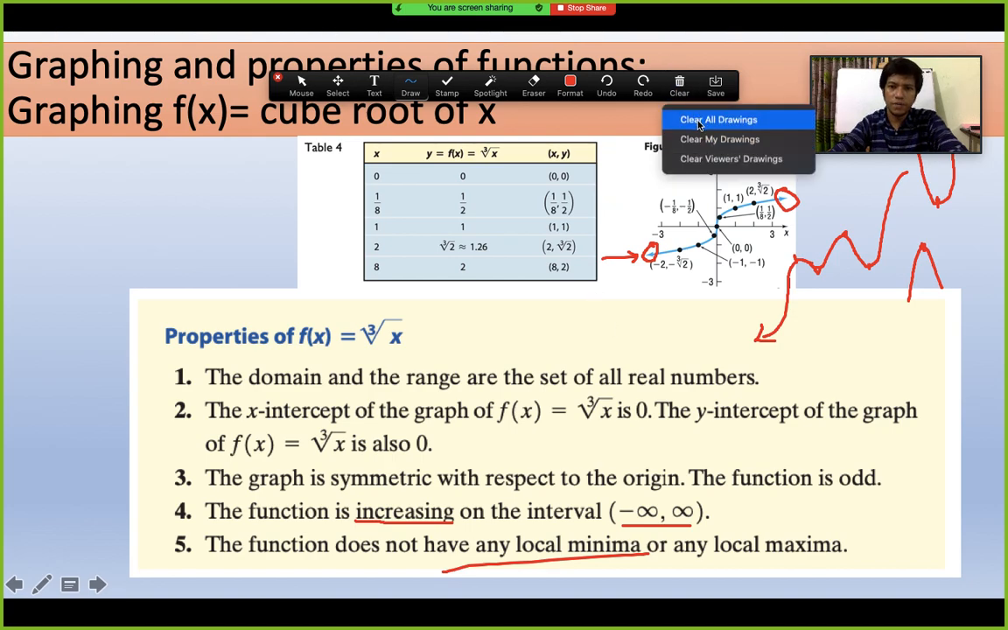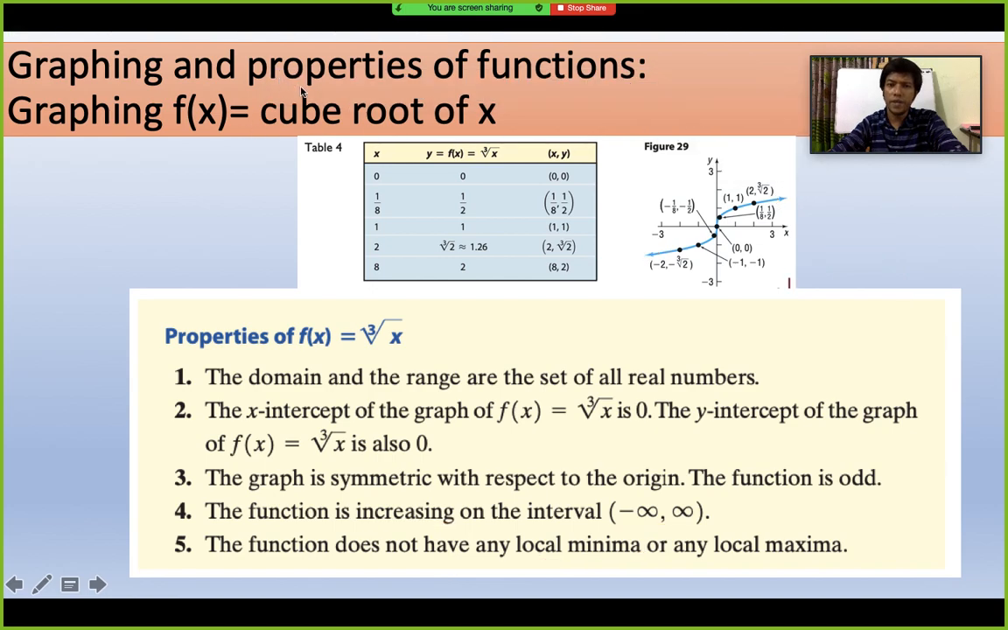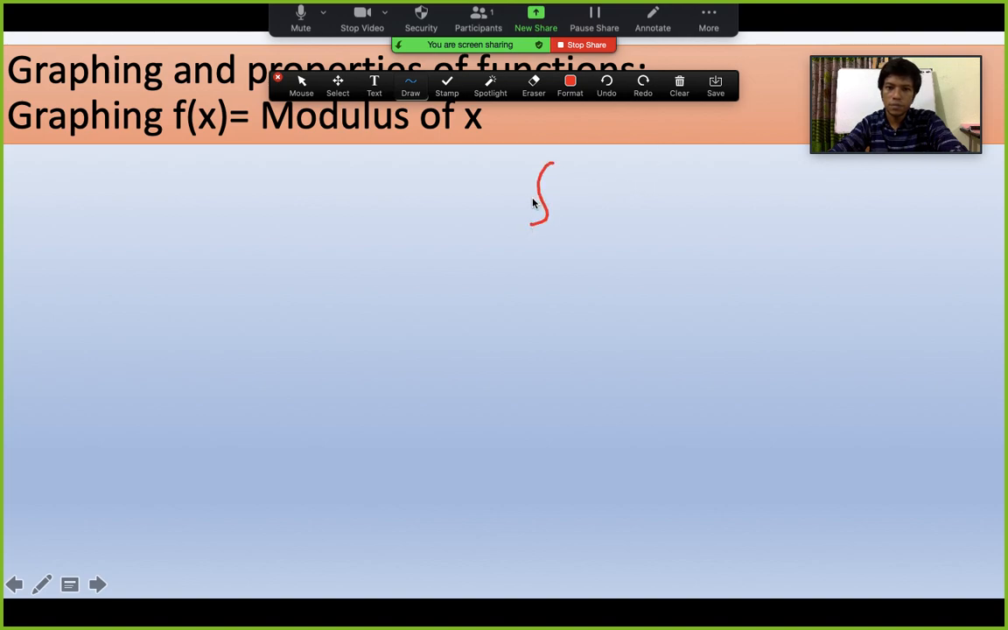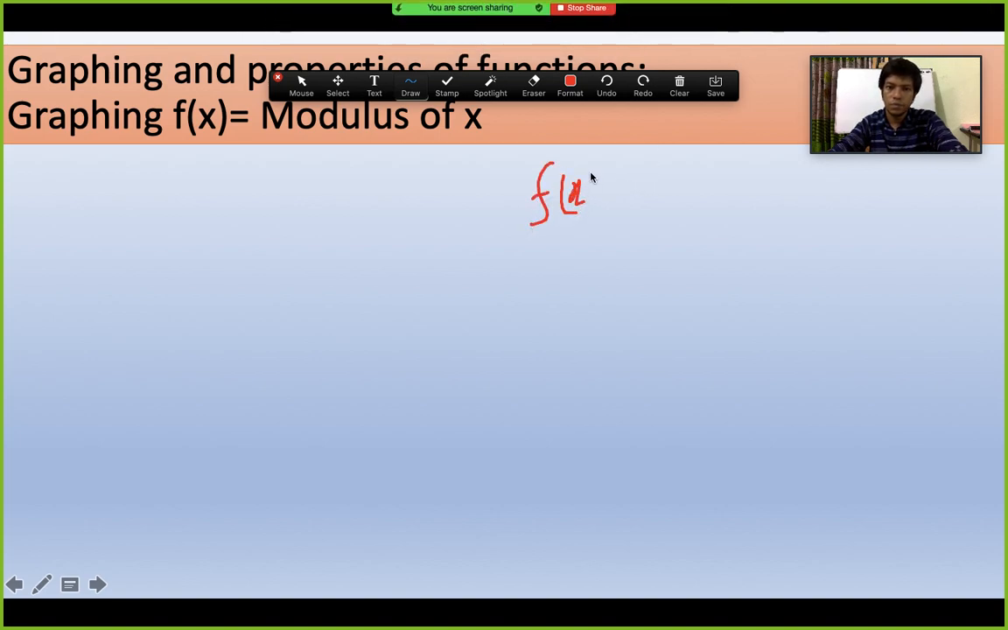So these are the properties of the x cube graph. In fact, if we look at the graphs closely, we get these kinds of properties. We have the modulus of x graph here. This is the modulus of x graph. If we put x equals 1, y equals 1. If we put x equals 2, y equals 2. If you put 1, the answer will be 1. If you put 2, the answer will be 2. If you put 3, the answer will be 3. Because there is no other number, no square, nothing.